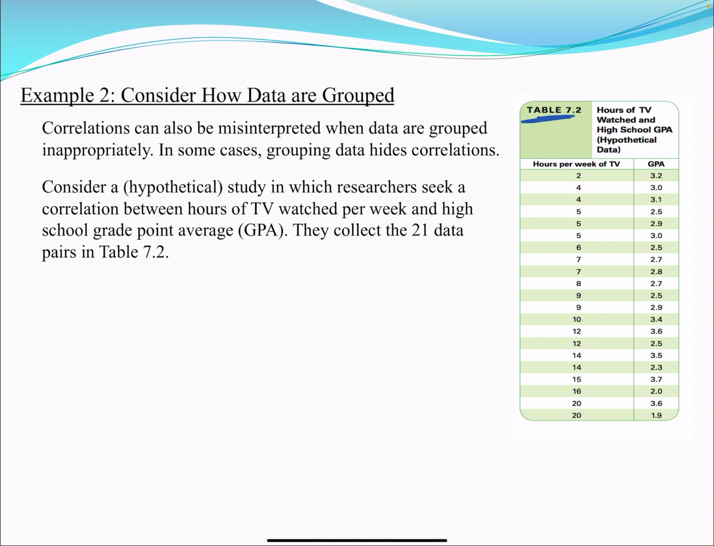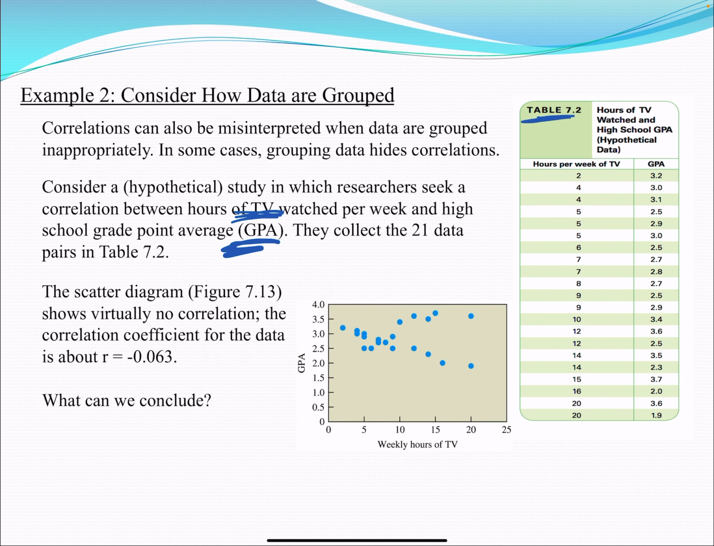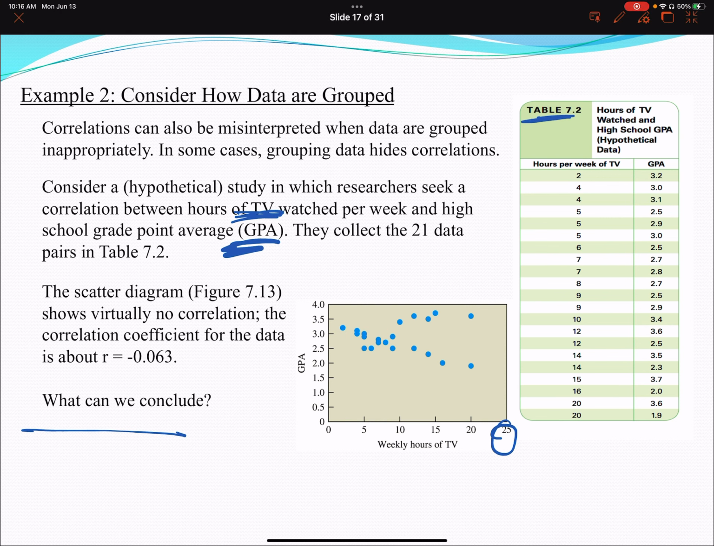I know we're already thinking, oh yeah, there's going to be a negative correlation, because the more TV you watch, the lower your GPA is going to be. I think this would be pretty strong. But let's make a scatter diagram of this data. It shows there's virtually no correlation. Well, what do you mean? If I watch 25 hours of TV, it has no effect on my GPA? Looking at this data, we would have to conclude the amount of TV you watch has no effect on your GPA. So just let your kids watch all the TV.